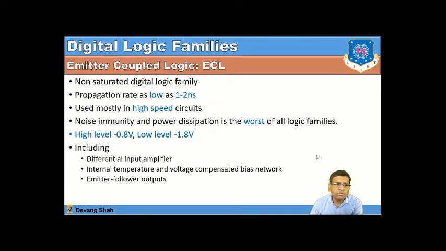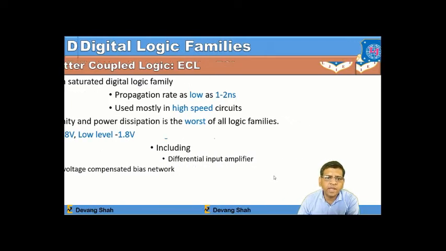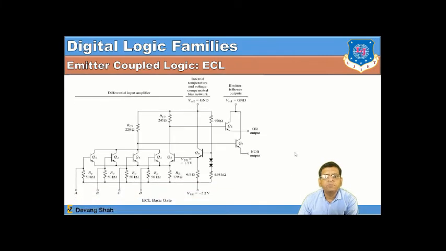So now one of the logic families is defined as emitter coupled logic, ECL, a non-saturated digital logic family having a very low propagation delay, 1 or 2 nanoseconds, very high speed, and the requirement of voltage is very low. So here that includes a differential input amplifier, an internal temperature and voltage compensated bias network, and an emitter follower circuit. Based on that, if we further discuss emitter coupled logic, you can see there are 4 total inputs A, B, C, D, and at the output you have both the OR function as well as the NOR output function, right?